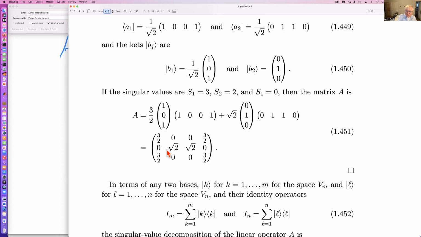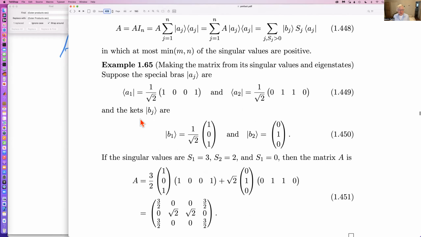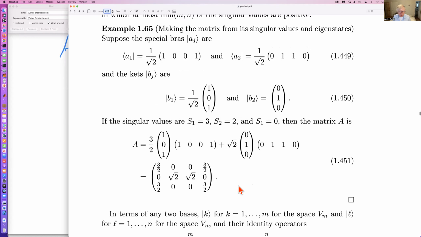Let me just say that I will check. I'm a little confused about the factors. Oh, they both have square root of 2's. No. B1 has a square root of 2 and A1 has a square root of 2. B2 doesn't have a square root of 2, but A2 does. So this is the way it works. So this is okay.